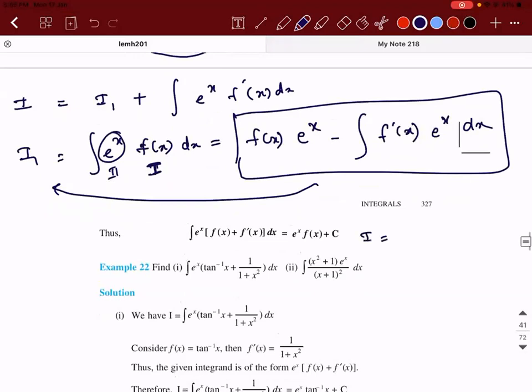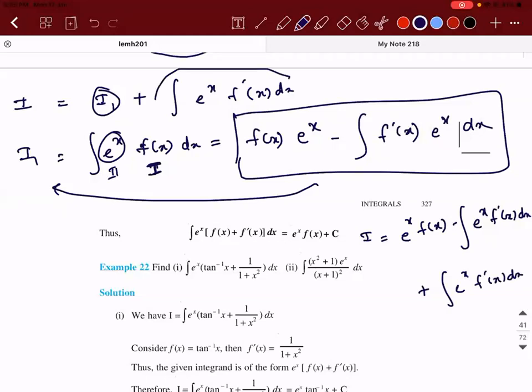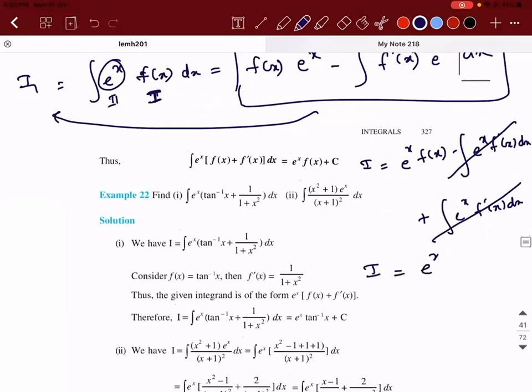So I will take this and substitute it in the place of I1. So I becomes e power x into f of x minus the integral of e power x into f dash x dx plus the integral of e power x into f dash x dx. Means this is also there. So this and this will get cancelled. So what will be the integral? e power x into f of x. Understood? Got it?